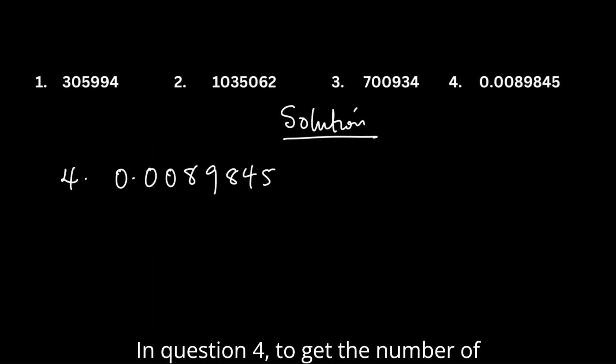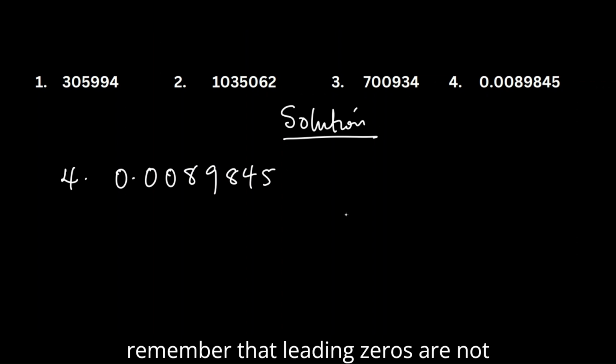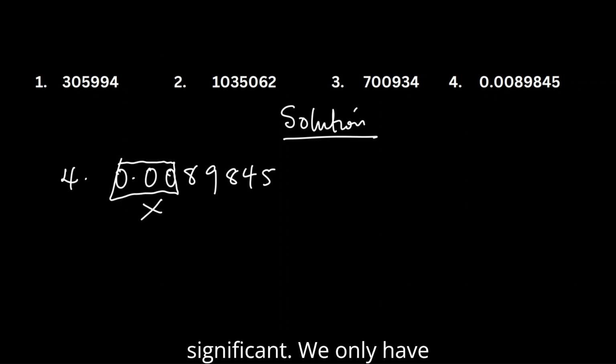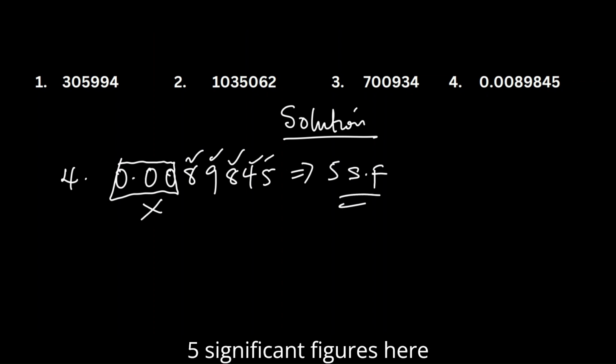In question 4, to get the number of significant digits here, we should remember that leading zeros are not significant. So these zeros here are not significant. We only have 1, 2, 3, 4, 5 significant digits. 5 significant figures here.